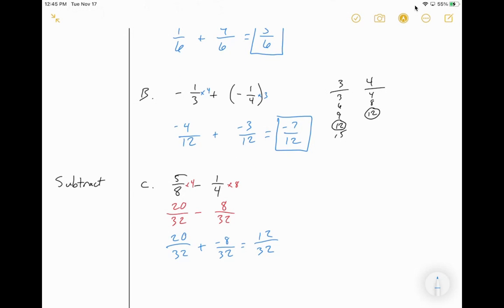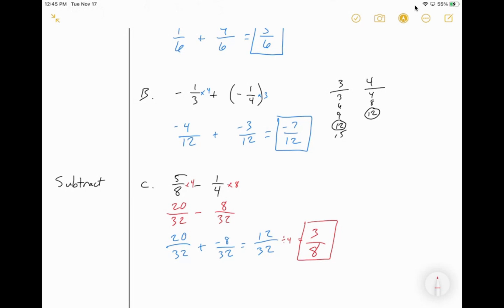Okay, so what goes into both 12 and 32? Well, 2 does. But so does 4. So let's use 4. All right, so 12 divided by 4 is equal to 3. 32 divided by 4 is equal to 8. All right, so there you go. I did get this answer right here, 3 over 8. Now, that's what most of you guys put in the chat, so good job, okay? Some people forgot to do keep switch change, and I think that's what got them mixed up, right?